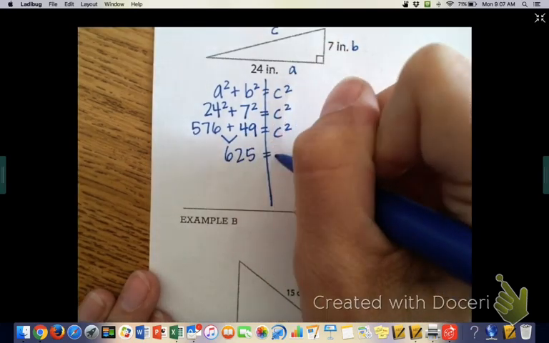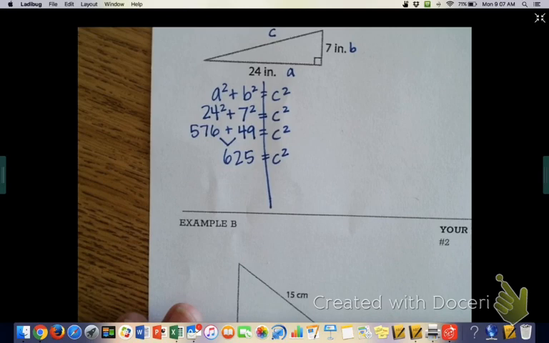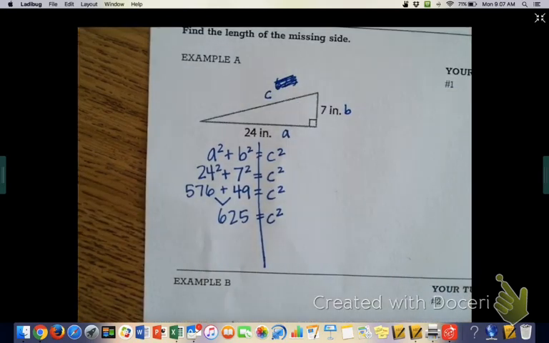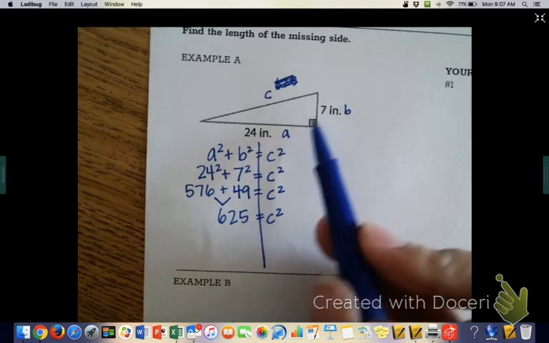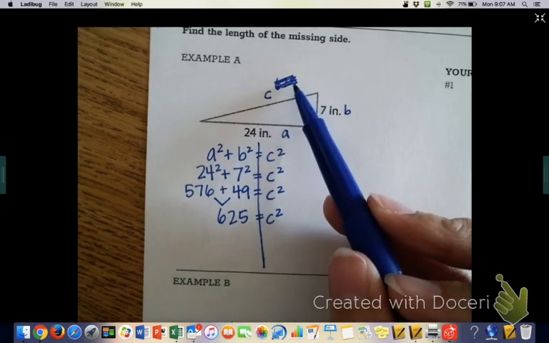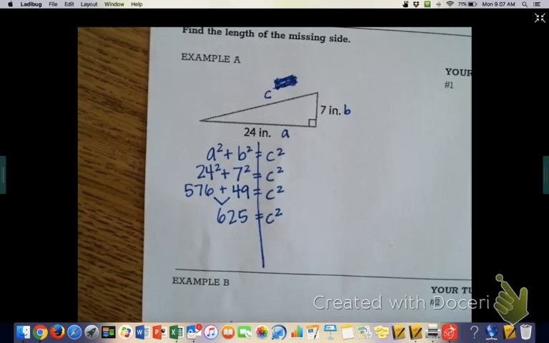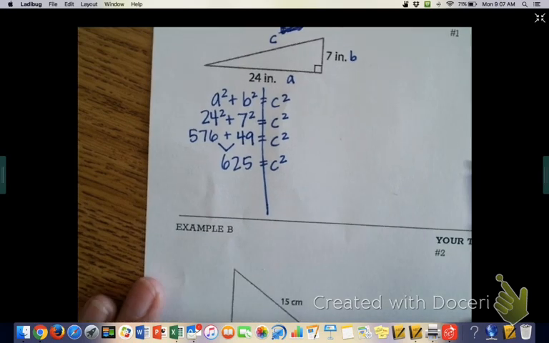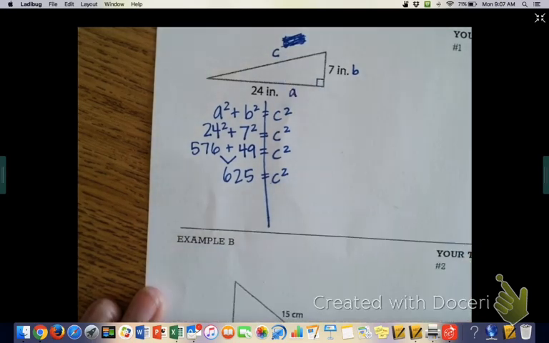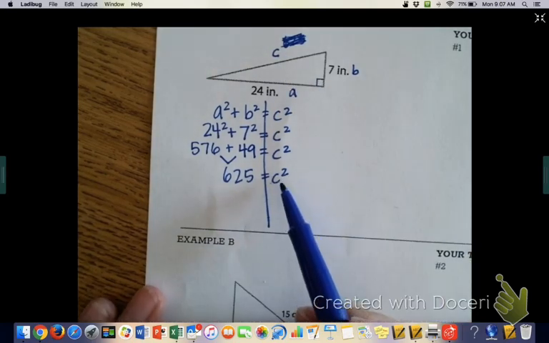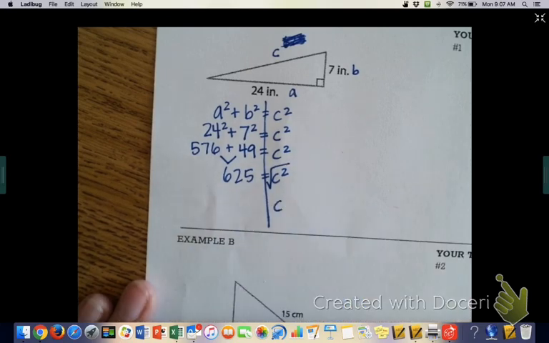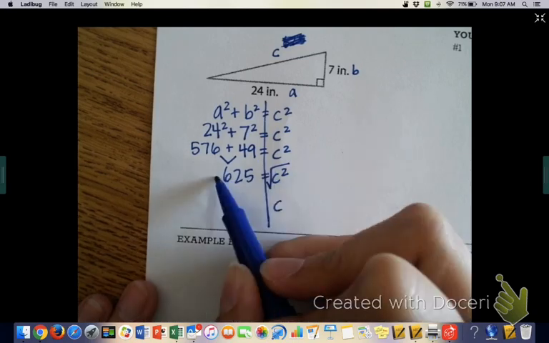625. Okay, I have so many students who will stop there and go, okay, my answer then is 625, but it is not. First of all, you need to look. If we have a side that's 7 and a side that's 24, is it reasonable to have another side that's 625? That is way too big. That's not even reasonable. So we have to look and say, well, that's actually what C squared is, not just what C is. So we need to unsquare it, which is actually called square root. So if you square root this, it will become just C. But what you do to one side, you have to also do to the other.